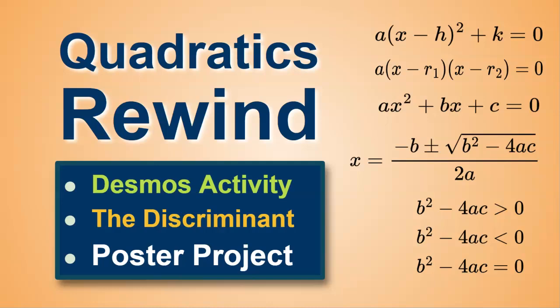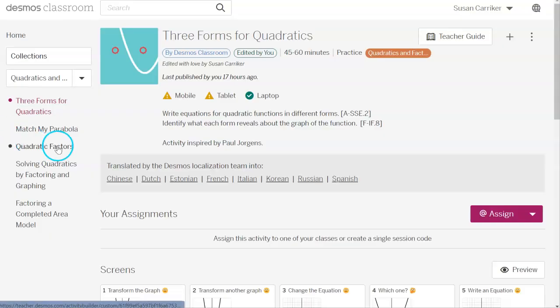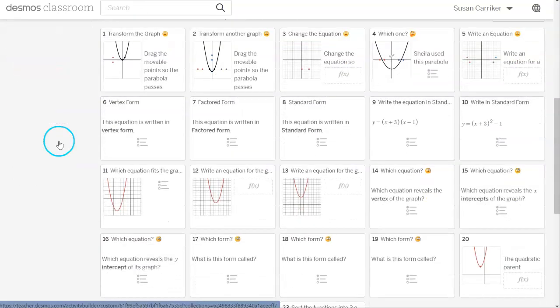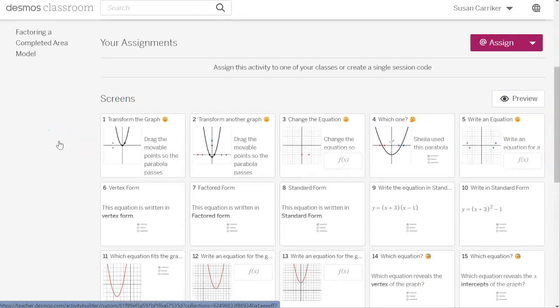So let's get started. The Desmos activity is longer, 3 forms for quadratics, but it should be reviewed, so hopefully the kids will go quickly. There are a total of 23 screens.